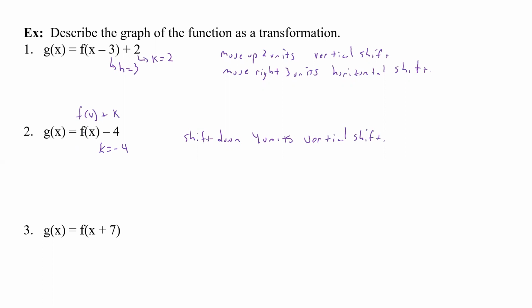F of x stays the same. All we're doing is we're going down by 4 units, and so then it's just 4 units down for all the points here. And now what about this one?